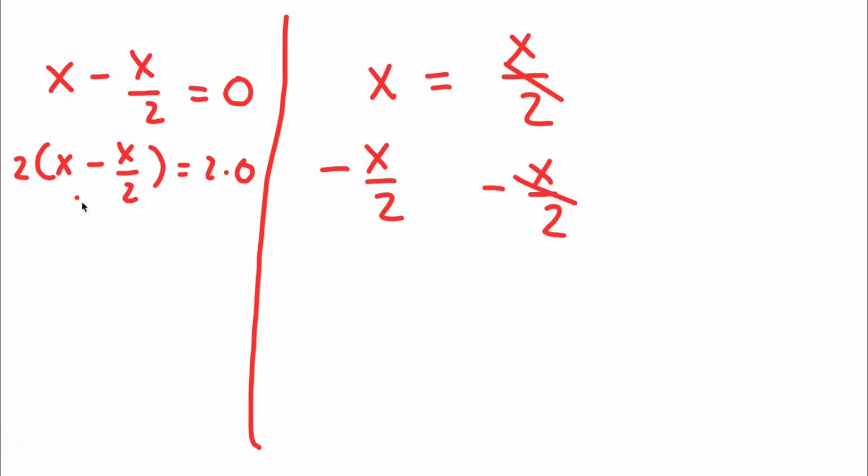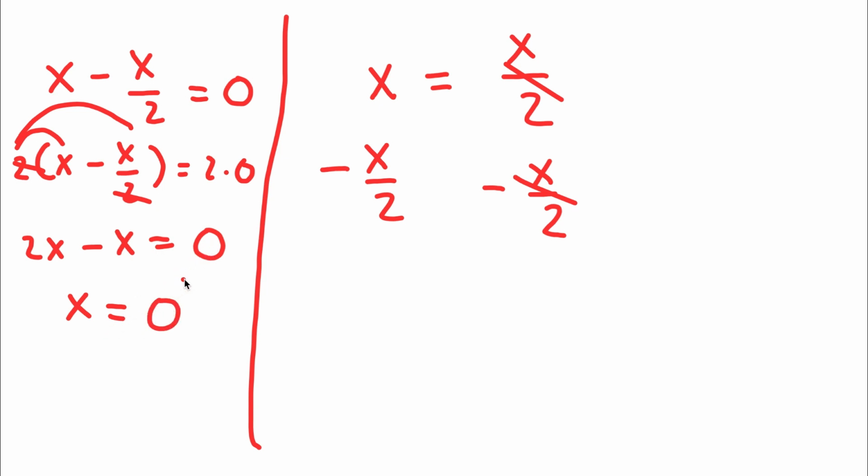Now, 2 times x minus x over 2, to solve that, all I have to do is simply distribute the 2. So 2 times x is 2x, and 2 times negative x over 2, the 2 simply cancel out, so I'll simply just be left with negative x. So I have 2x minus x is equal to 2 times 0, which is 0. Now 2x minus x is x, so I have x is equal to 0. So this is my solution.